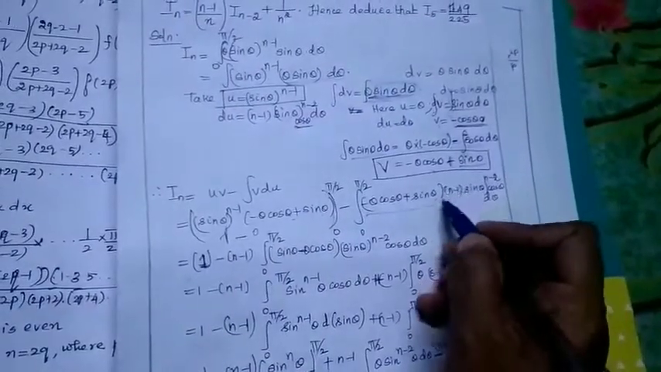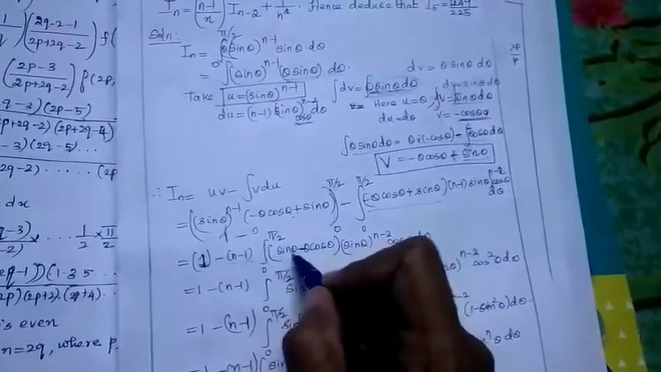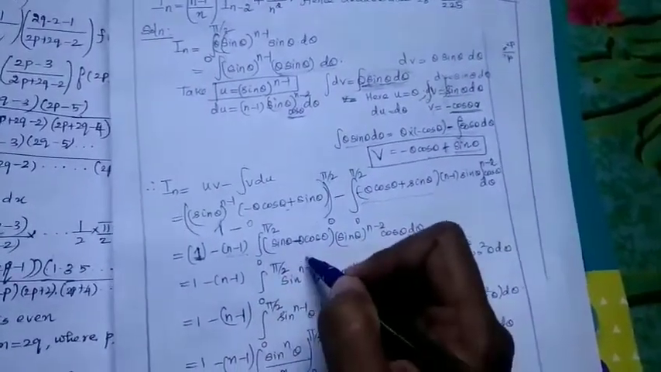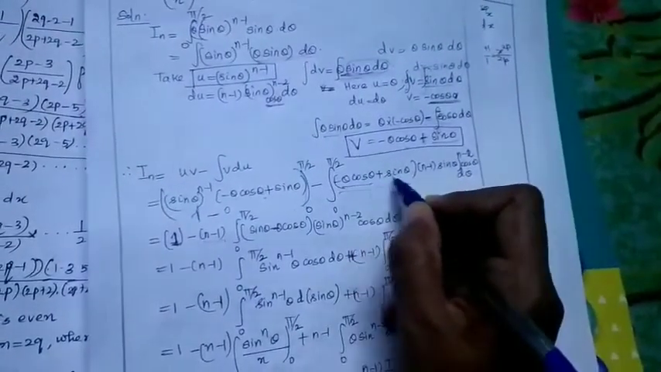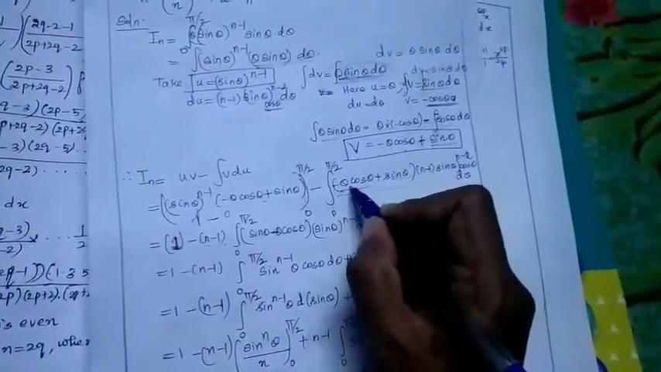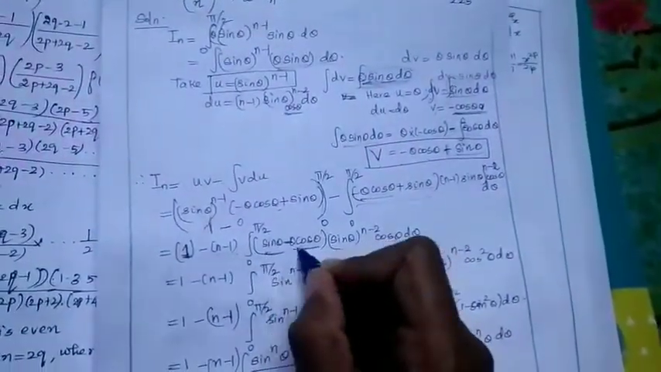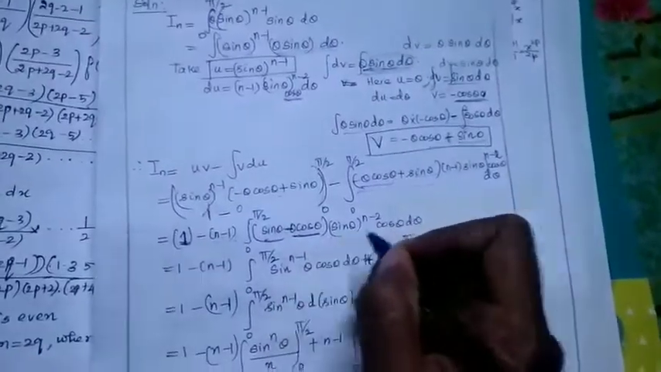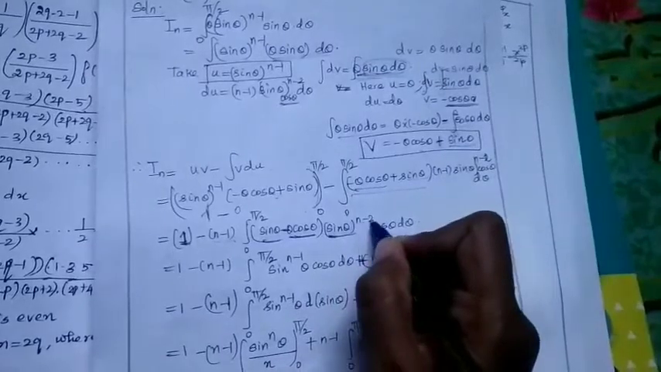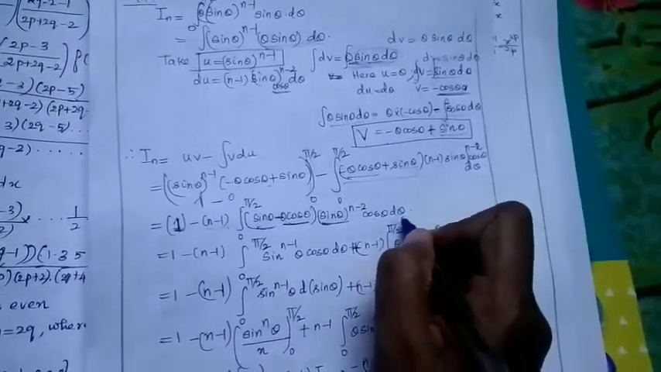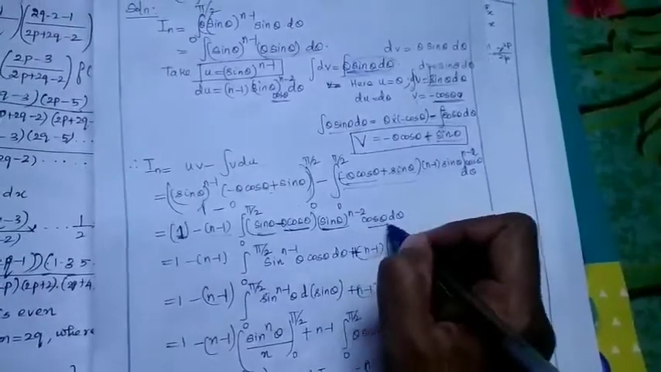Now n minus 1 is a common term, a constant term. You can take n minus 1 as a constant. Integral 0 to pi by 2. What are the remaining terms you have? I have only interchanged and written: sin theta minus theta cos theta. Next value, sin theta the whole power n minus 2 cos theta d theta.